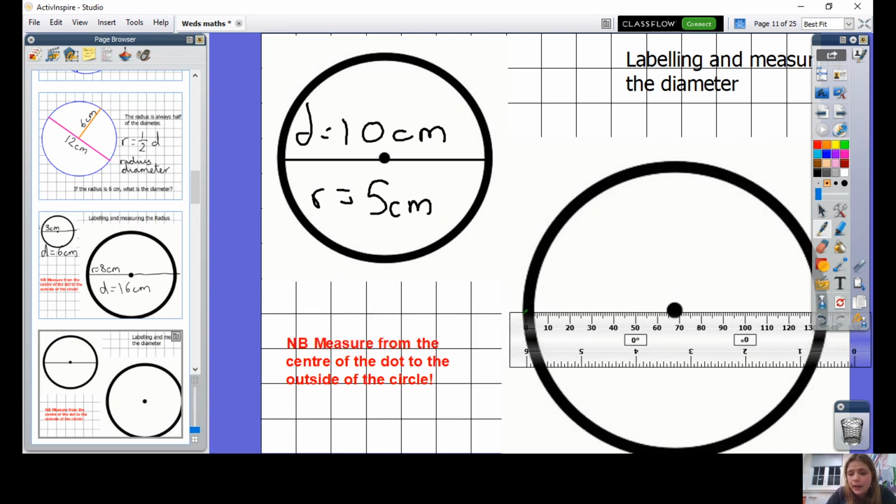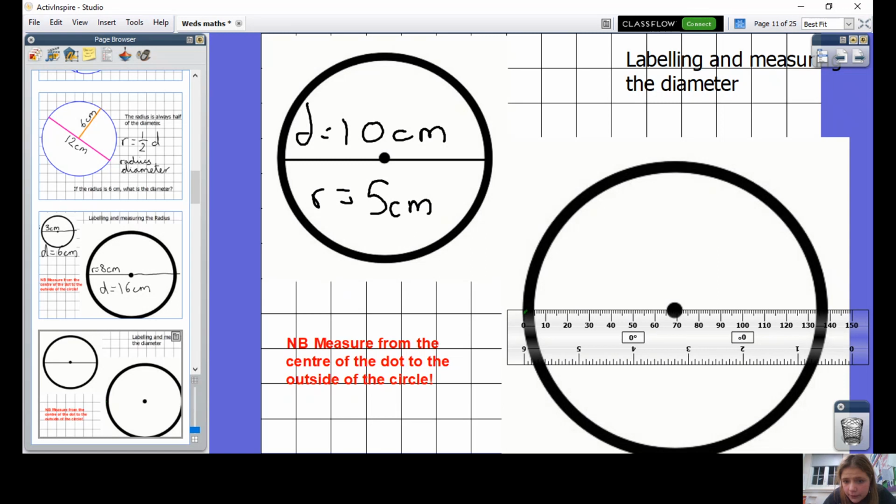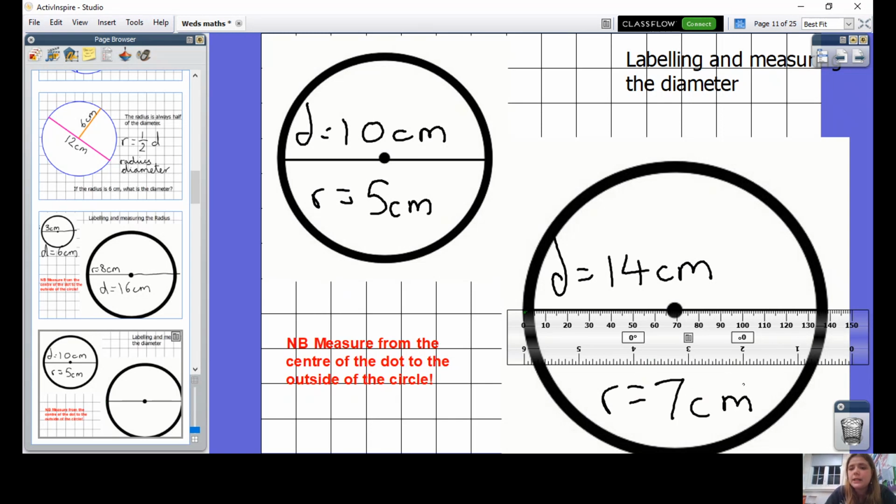Let's have a look at this one then. I need to have my ruler lined up on the outside of the circle. Sorry, of the circumference. I'm now going to draw a straight line from the circumference on one side straight through to the other, measuring that from 0 all the way to 14 centimeters. If the diameter is 14 centimeters, quickly work out the radius. Well done, the radius is half of that. The radius is 7 centimeters.